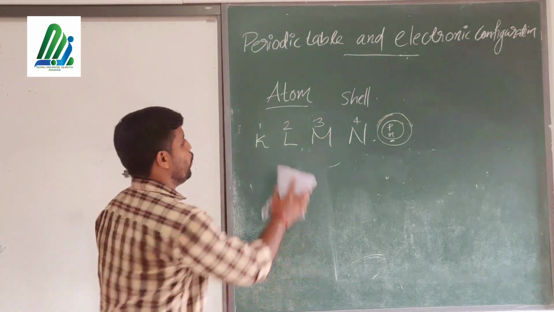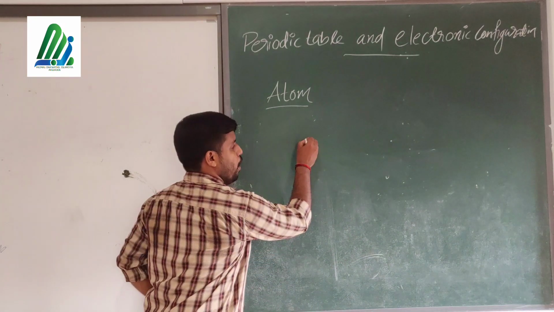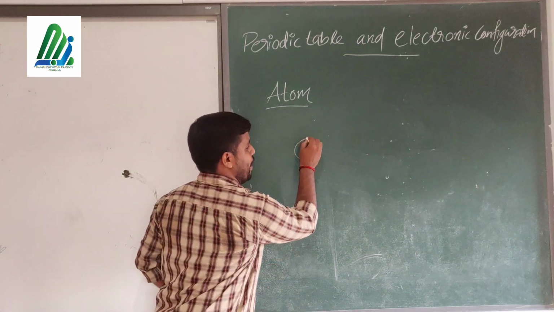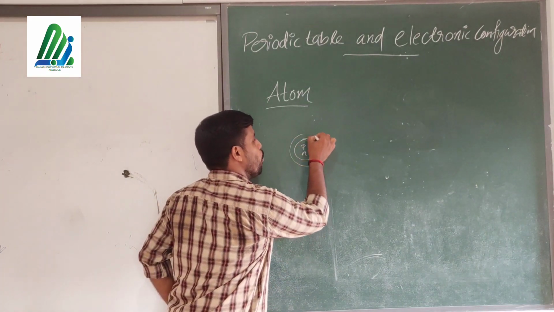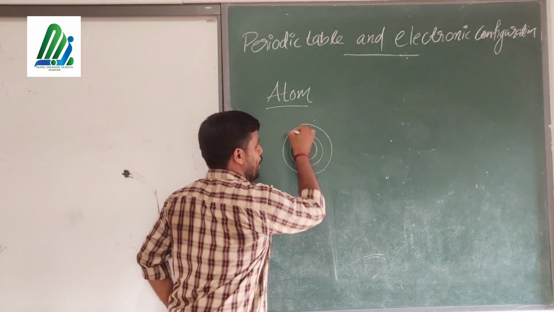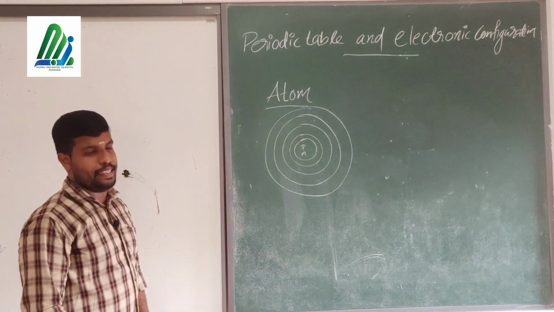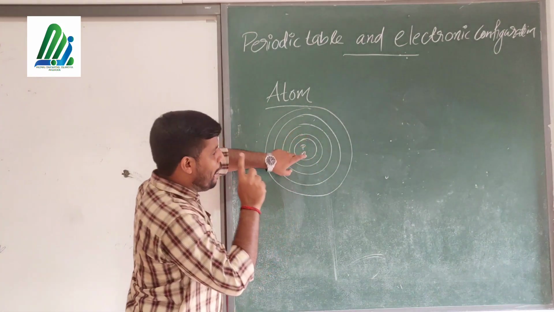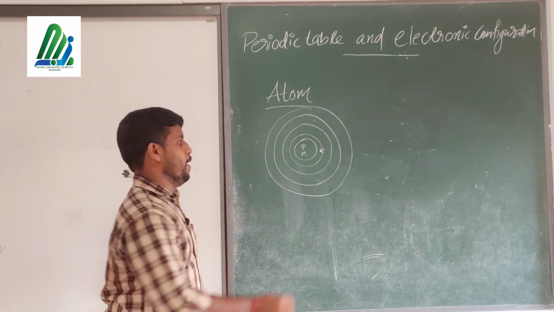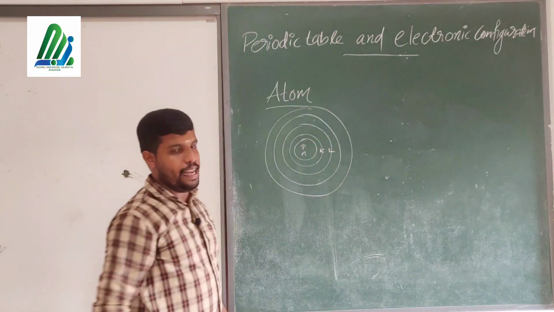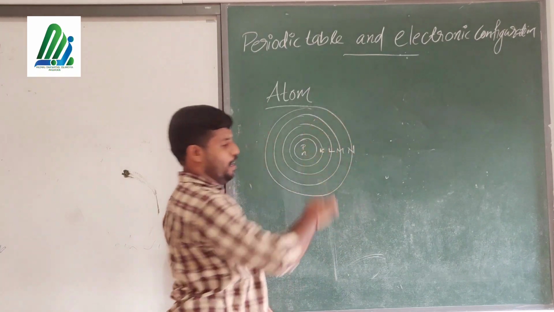Again students, we are going through the Bohr atom model. Here the nucleus is there, and that nucleus contains protons and neutrons. Electrons revolve around the nucleus through a particular path. That path is known as shells or energy levels. So this is the nucleus. The shell nearest to the nucleus is known as the K shell, the first one. Then the second one is the L shell, the third is the M shell, and the fourth is the N shell.